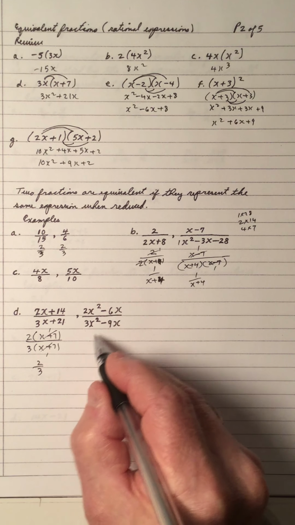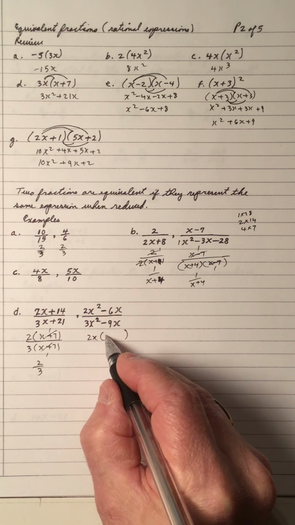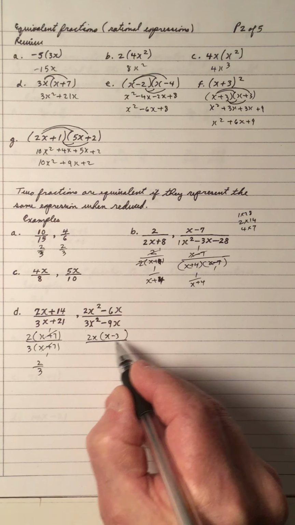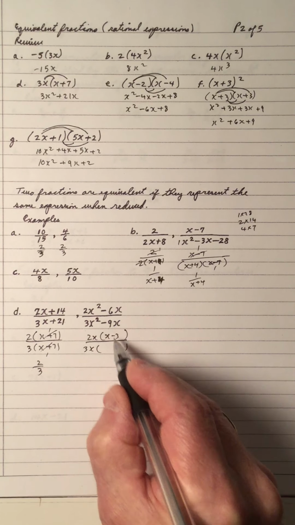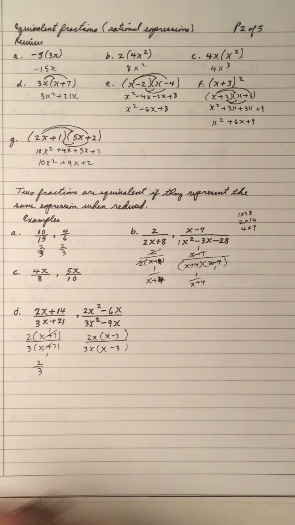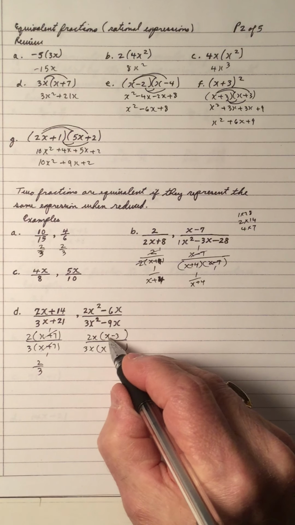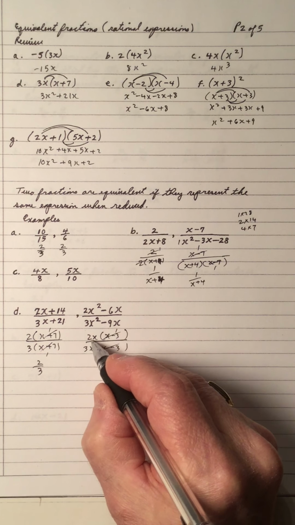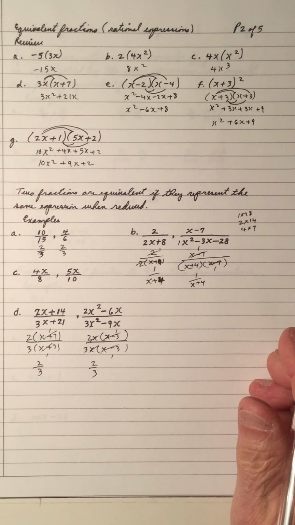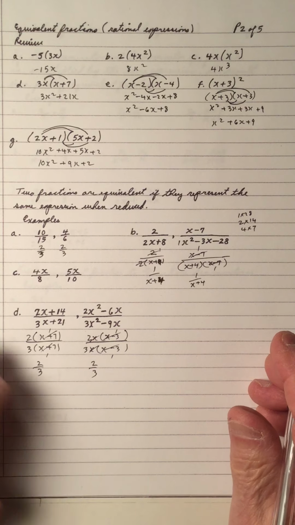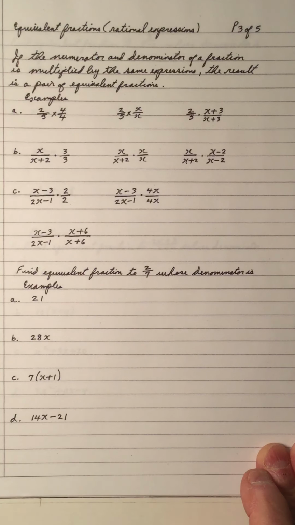This GCF is 2x. So if I take the 2x out, I get an x minus 3. Right here I see a 3 and an x, so I take the 3x out as the GCF, and I get an x minus 3. And because I'm simplifying the numerator and denominator, the x minus 3's cancel out, and the x's cancel out, so I get 2 over 3, so they are equivalent. So equivalent fractions: two fractions are equivalent if when you reduce them, they have the same fraction.